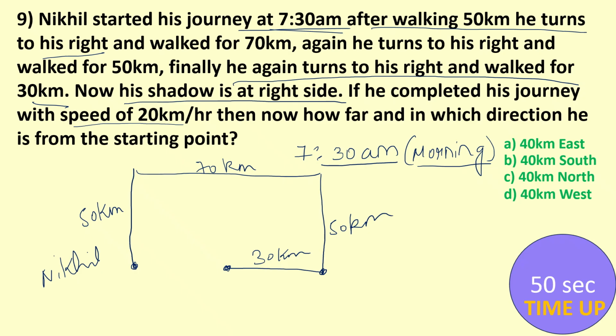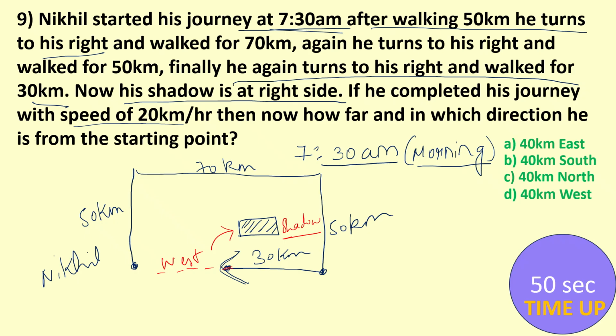Shadow is at the right side, they are saying. Now in which direction is he facing? He is facing towards the west direction. West direction means the right side will be this side. So they are saying that the shadow is on his right side. Whenever he is facing west, this is west direction, right will be here. So the shadow is here. This is the shadow.